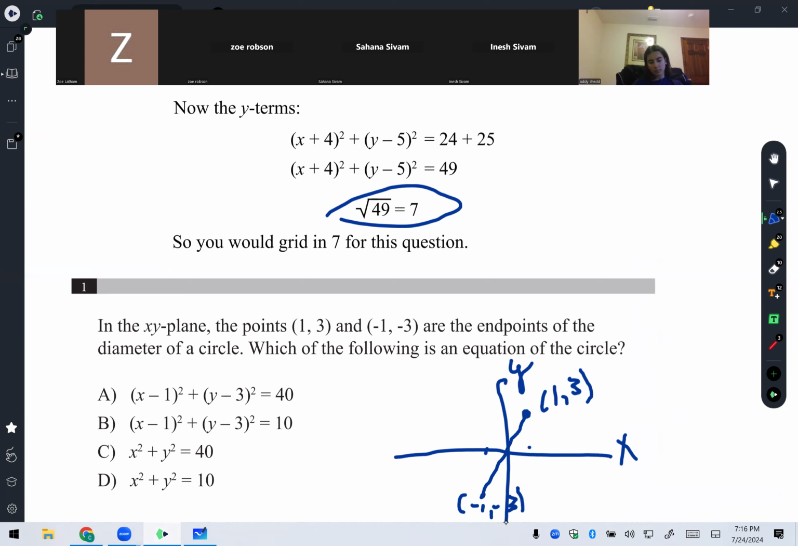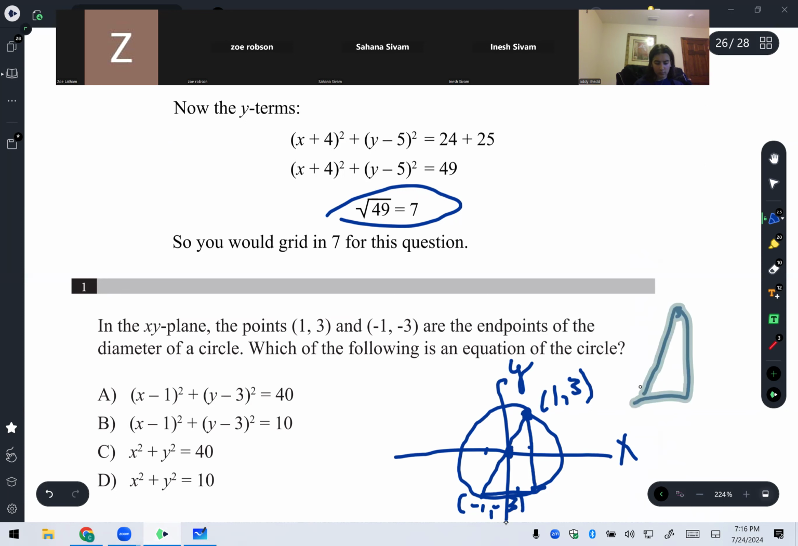So I can see that if I draw this triangle, which is pretty pathetic. So you would just average those points to find the center. I'd average them. So the center's gonna be at 0, 0. So we already know it's C or D.